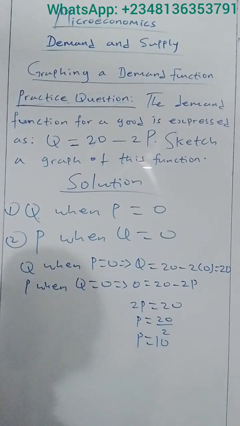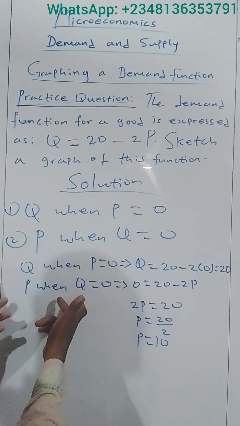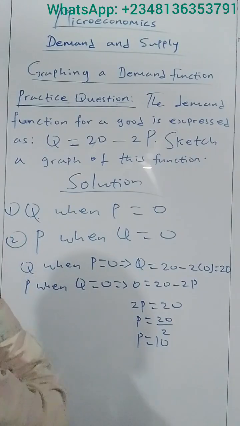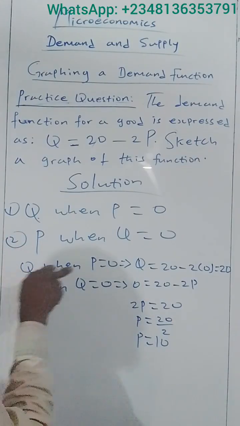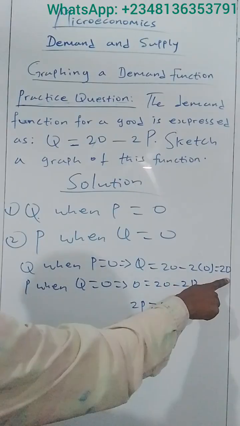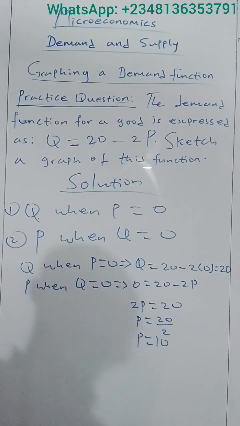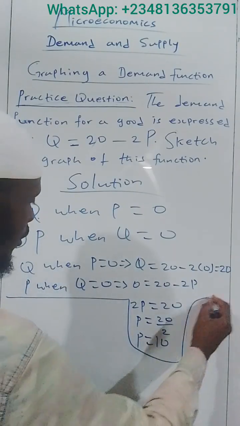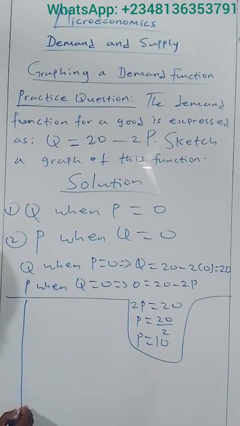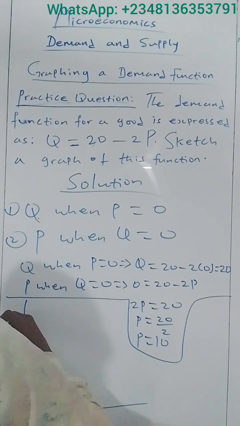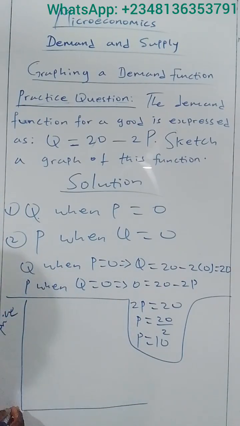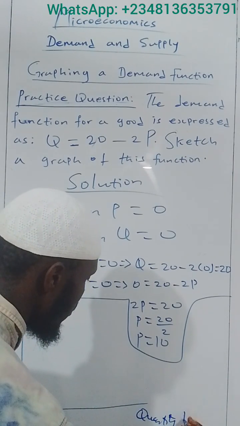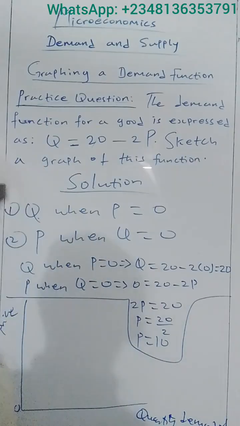In other words, when Q equals 0, the value of P is equal to 10. And when P equals 0, the value of Q equals 20. This is very important. Okay. Now, if I want to graph this equation, let me graph that here. So I have my demand curve here. This is price, this is the origin, and this is the quantity demanded.